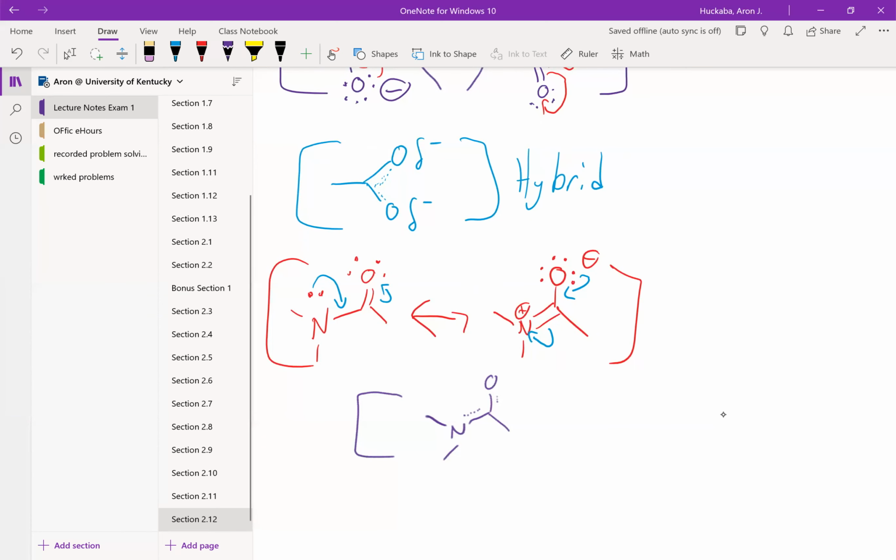You don't actually draw the lone pairs in a resonance hybrid. You draw the partial positive here on the nitrogen and the partial negative on the oxygen. So now you can see that in the amide structure, the nitrogen is partially positive, so that lone pair doesn't really act like a true lone pair. And the oxygen is partially negative, meaning that it is going to act as if it has more of a negative charge, more electron density on that atom.